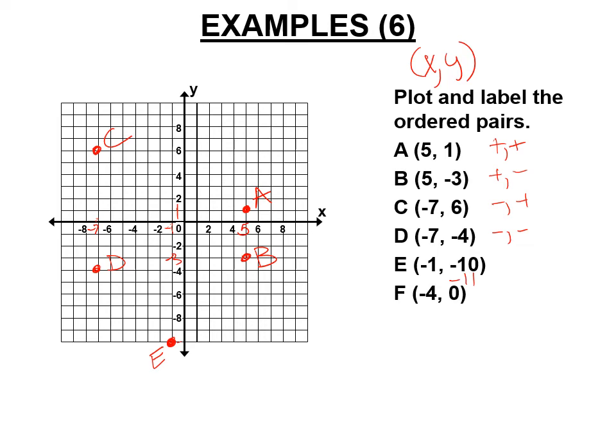F is negative 4, 0. So X is negative 4. Y is 0. F goes right there on the x-axis. G, X is 0. Y is negative 3. Goes right there. That's G. So notice those. This one is on the x-axis. It ends in a 0. This one's on the y-axis. Right? It starts with a 0.